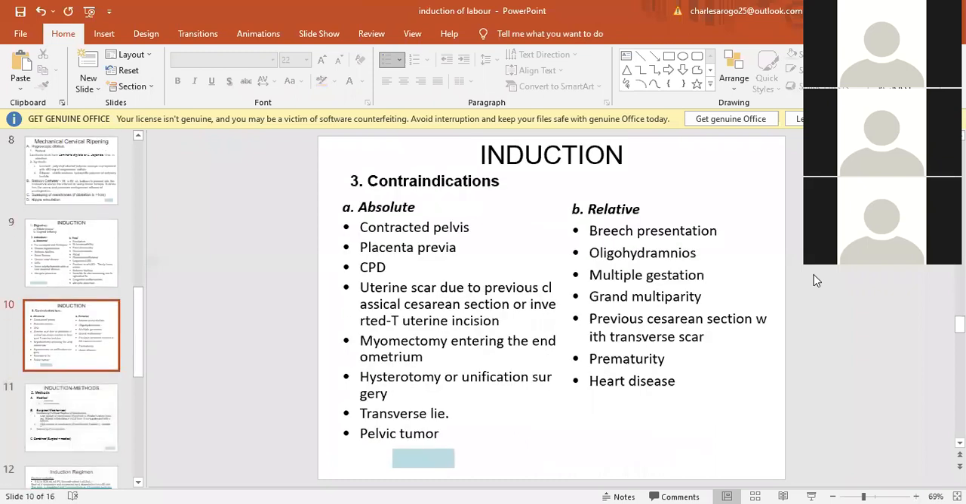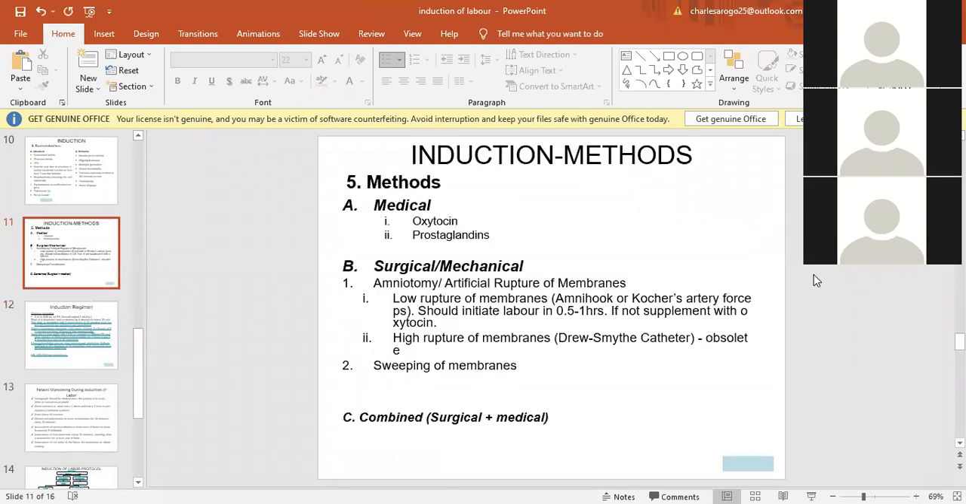The methods of induction are either medical or surgical. Among the medical, the most effective is oxytocin use, as described in the next slide. But generally, there's also amniotomy that is done. When you do amniotomy, you release endogenous prostaglandins, and then when you put up oxytocin, or even if you don't, there will be contractions, and then the induction will proceed, labor will proceed, and delivery will happen.